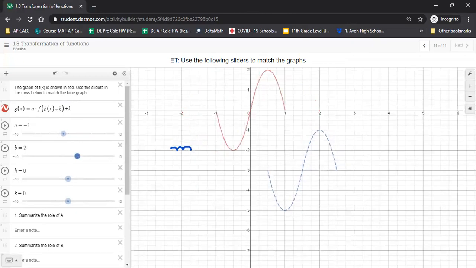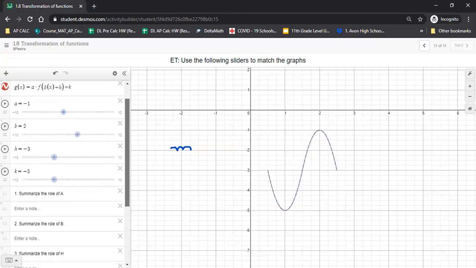The next part is I want to match it. This B helped me out to make it horizontally compressed, right? Because my B was bigger than 1. And then my H is going to help me move it to the right. In order to move it to the right, I need to go left. And then my K is helping me move it vertically up or vertically down. So I'm going to move it down. It looks like I got it, ladies and gentlemen. So these are the transformations that they wanted.